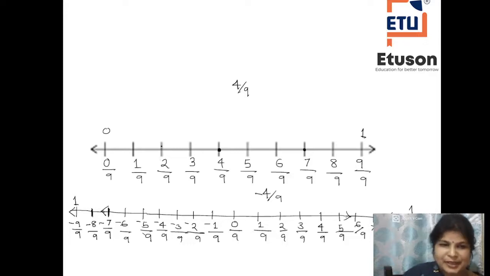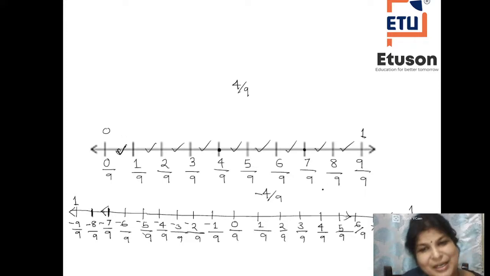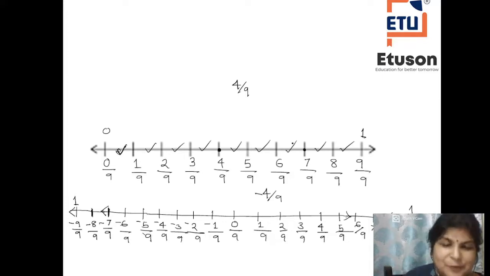You want to count it? Let us count. So you see, this is one division, the first division, second, third, fourth, fifth, sixth, seventh, eighth, ninth. Correct. So you wanted the space in between 0 and 1 to be divided into 9 equal parts. So have you divided it into 9 equal parts? So this is how you will plot the rational number on the number line.